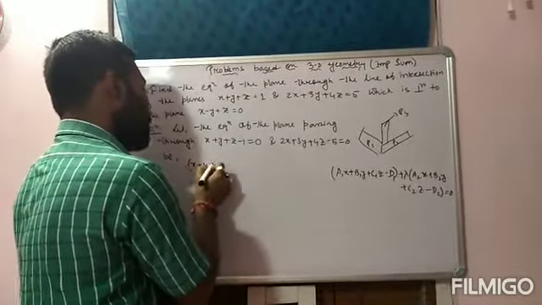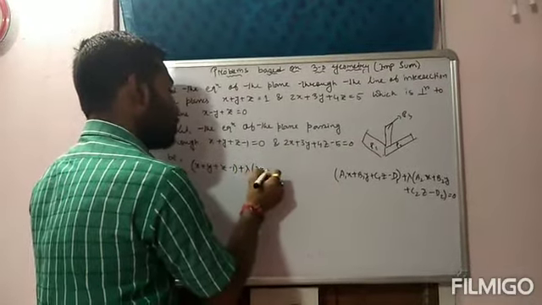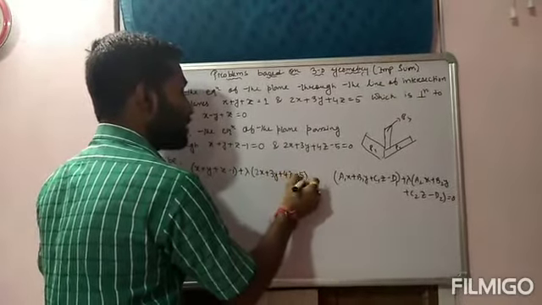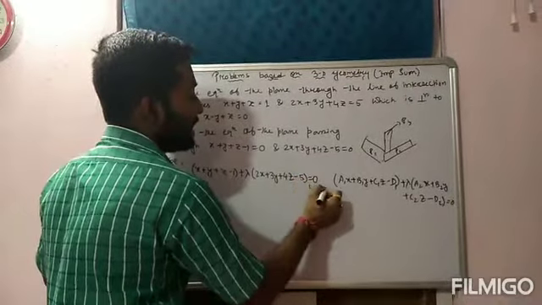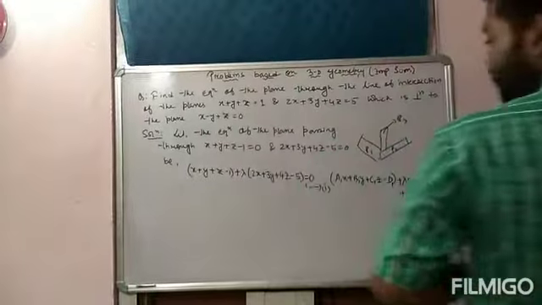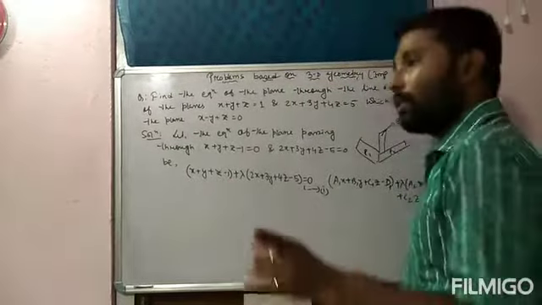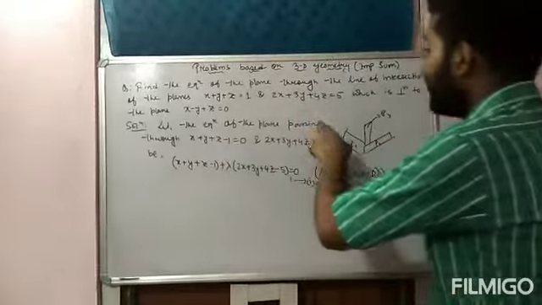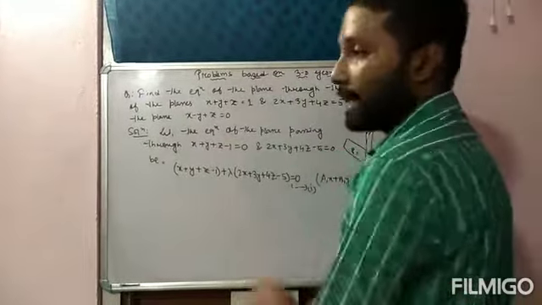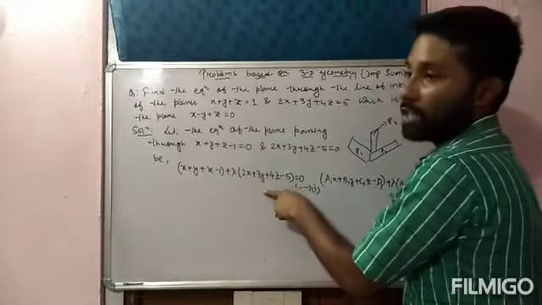So x plus y plus z minus 1 plus lambda into (2x plus 3y plus 4z minus 5) equal to 0. This is, say, equation number 1. You are asked to find the equation of this plane only. But there is one more condition given: this equation 1 is perpendicular to another plane. This is also the equation of a plane only, and this one is also the equation of a plane.